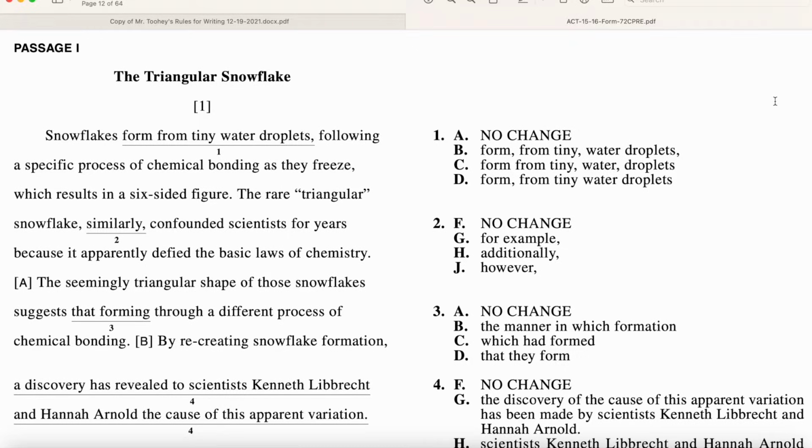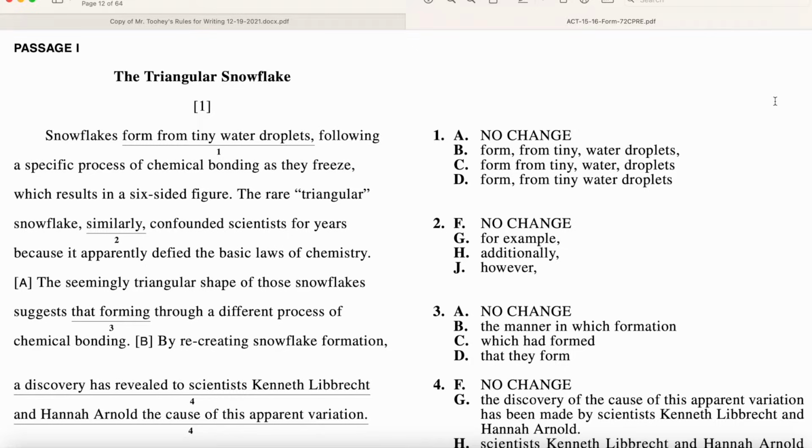Snowflakes form from tiny water droplets following a specific process. Okay, how does that sound? That kind of sounds good too. Well, here's the deal. You took a pause after droplets. I don't know if you caught that. There's no comma there after droplets for D. Oh, yeah. So you've got to be real careful. You've got to read it accurately as written. Here's how it would sound if you read it accurately. Ready? Snowflakes form from tiny water droplets following a process of chemical bonding as they freeze.